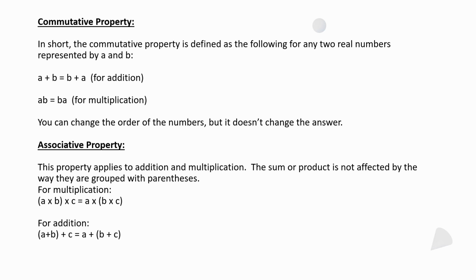Now for the associative property, this applies to multiplication and addition. The sum or the product is not affected by the way they are grouped within parentheses. So for multiplication, you could have (a times b), all times c, and that also equals a times (b times c). There's no difference in that. And for addition, you could have (a plus b), meaning that you would solve that first, and then add c. That equals a plus (b plus c).